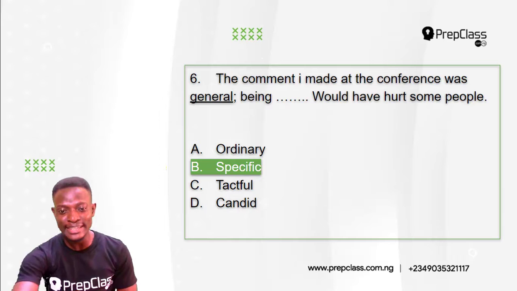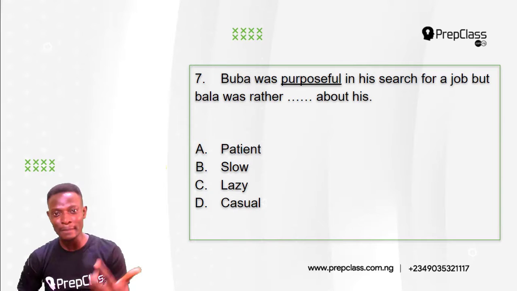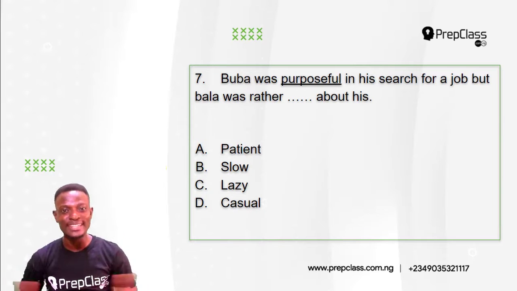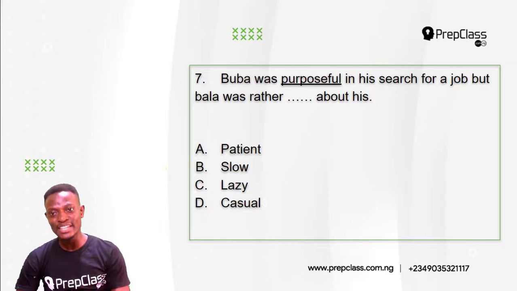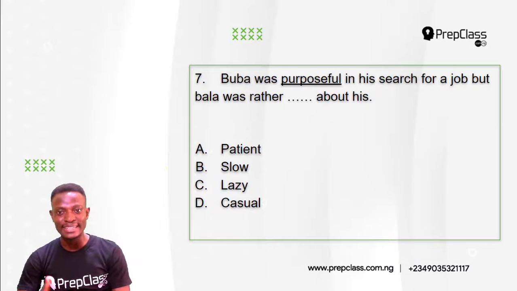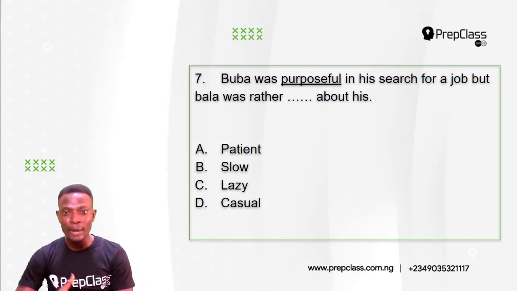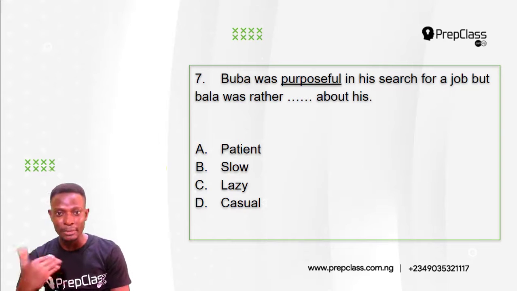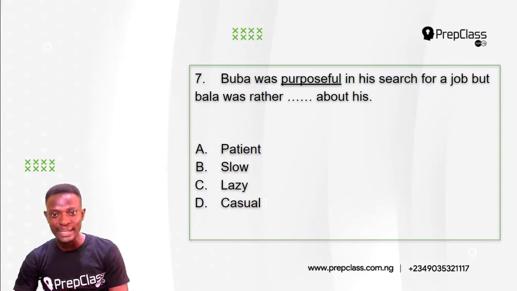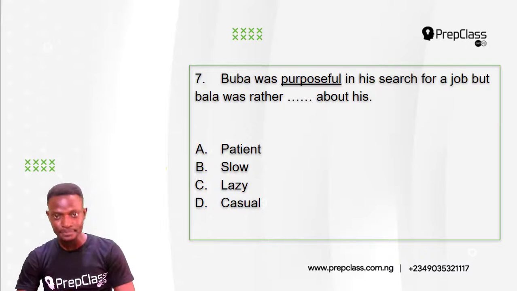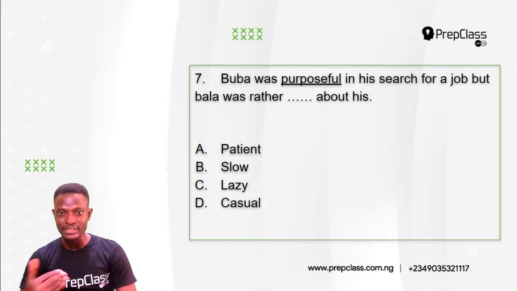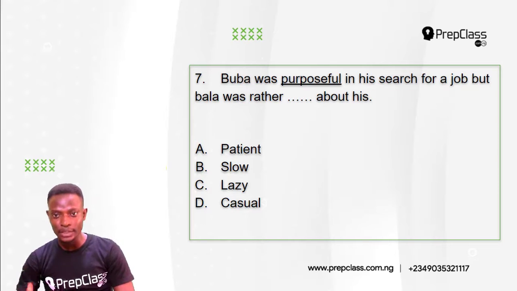Okay, moving on to the next question, question 7. Remember, we have to select the option that is the most nearly opposite in meaning to the underlined word and will at the same time correctly fill the gap in the sentence. Question 7 reads: Buba was purposeful in his search for a job, but Bala was rather dash about ease. A. Bala was rather patient about ease. B. Bala was rather slow about ease. C. Bala was rather lazy about ease. D. Bala was rather casual about ease.